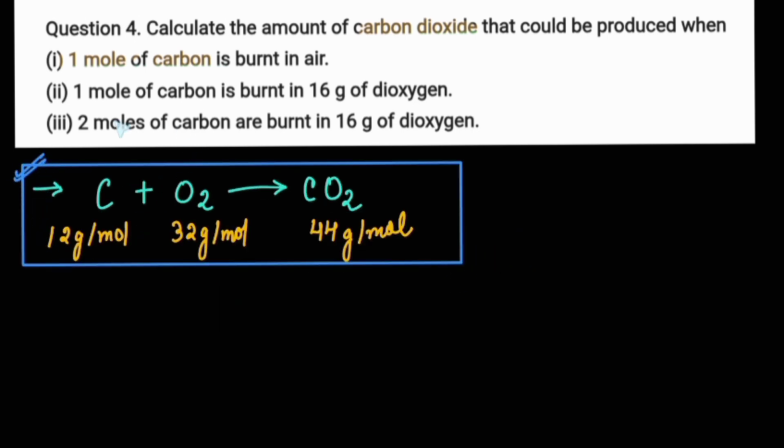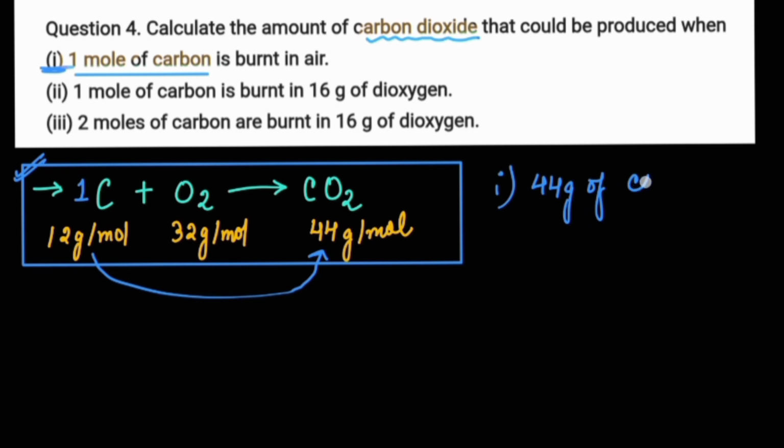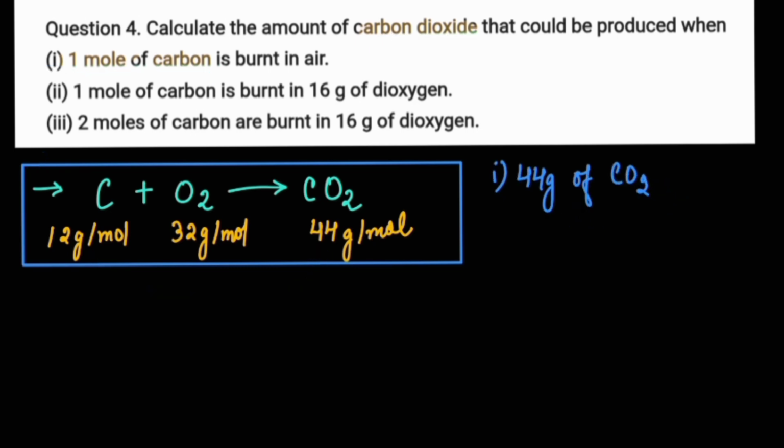Now in the first subpart, we need to find the amount of carbon dioxide that could be produced when 1 mole of carbon is burnt. Here we can see that 1 mole of carbon has 12 gram mass. Since we have 1 mole of CO2 as well, the answer will remain the same, which is 44 gram of CO2 will be produced if 1 mole of carbon is burnt.